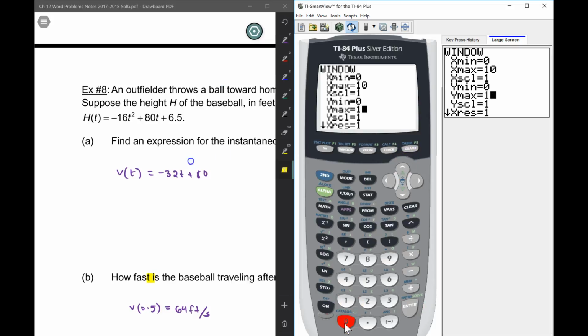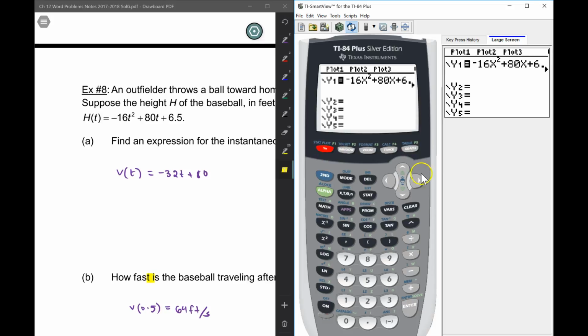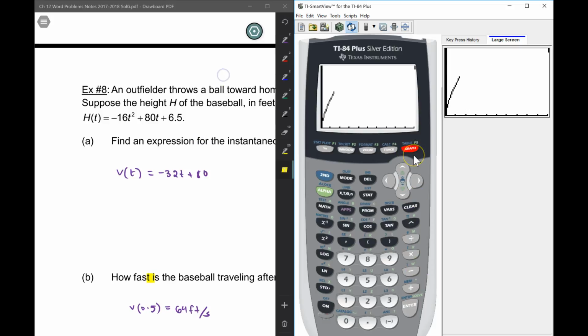Well, let's see. So 100, we need to go a little bit more. I'm going to give myself a little bit more room here, because when I'm tracing and the writing is up here, it goes over my vertex. So how do we find the maximum here?